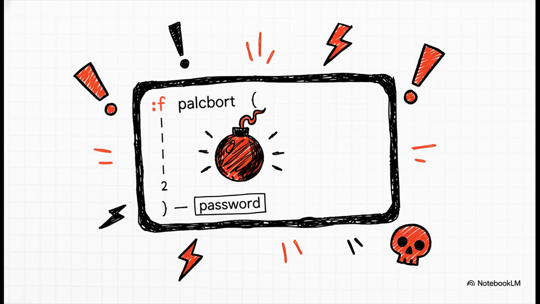Hard-coding credentials directly into your source code is just one of the most dangerous things you can do. The moment that code hits your repository, that secret is exposed. It's out there for anyone with access to see. It's basically a ticking time bomb in your code base.